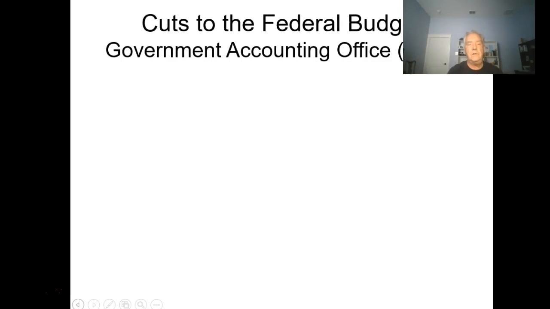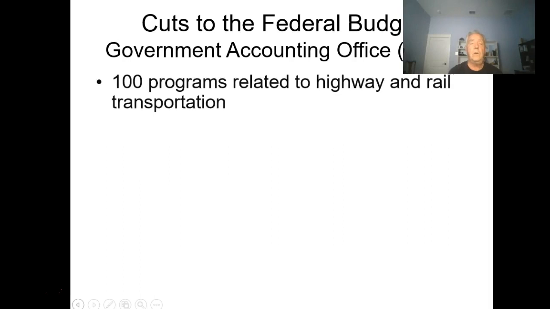So the Government Accountability Office said, let's take a look at what you're spending your money on and see where we could cut. And by the way, none of this was ever acted on. They looked at it and said, we have 100 programs related to highway and rail transportation. Now, there's only 50 states. That means there's 2 programs per state. So the GAO asks, why do we need 100 programs?